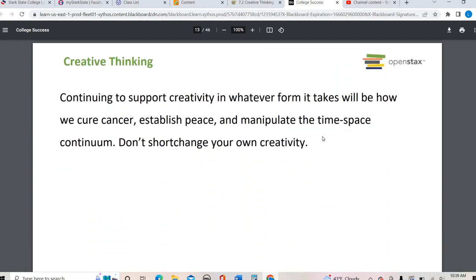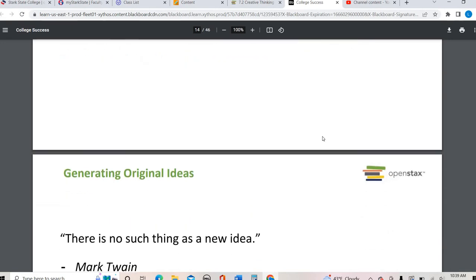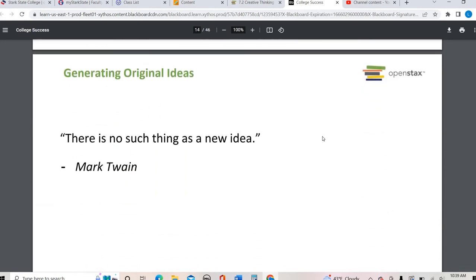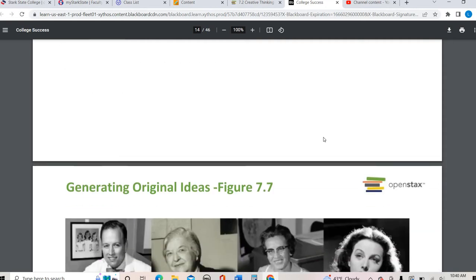So how can we do this? First of all, you don't want to just peg yourself as not a creative thinker. You want to try to generate new ideas. Now, you're going to see this on one of your assignments. Mark Twain is quoted as saying, there is no such thing as a new idea. So I want you to think about that. Do you believe that? Do you think that is true, that there are no new ideas, that we are just recycling ideas over and over through the years? So just something neat to think about.